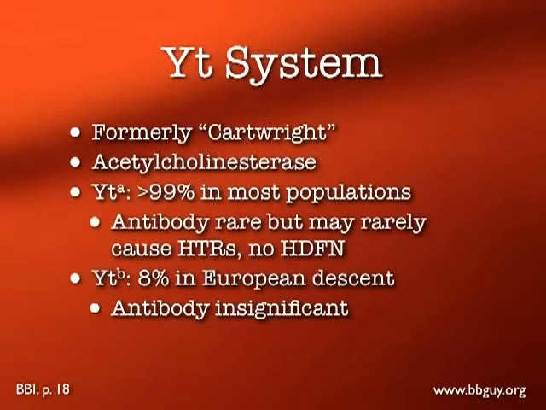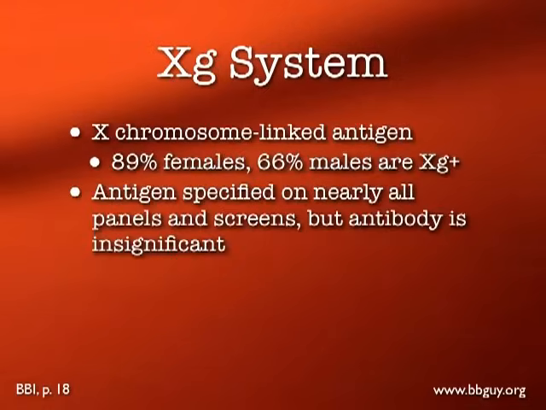The YT system used to be called the Cartwright system. These are antigens present on an enzyme known as acetylcholinesterase, which is primarily seen in neural tissue. Why it's on red cells, nobody's really sure. YTA is extremely high frequency. YTB is much lower frequency. The antibody against YTA can cause problems, but the antibody against YTB usually doesn't cause problems.